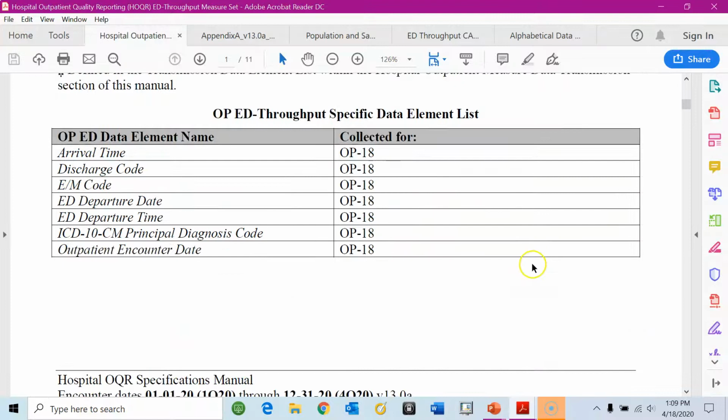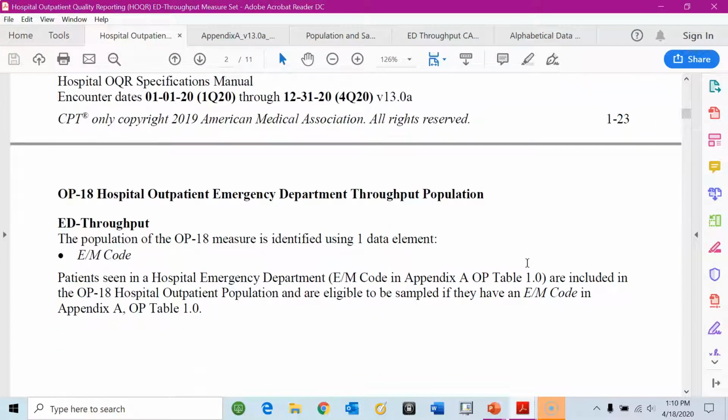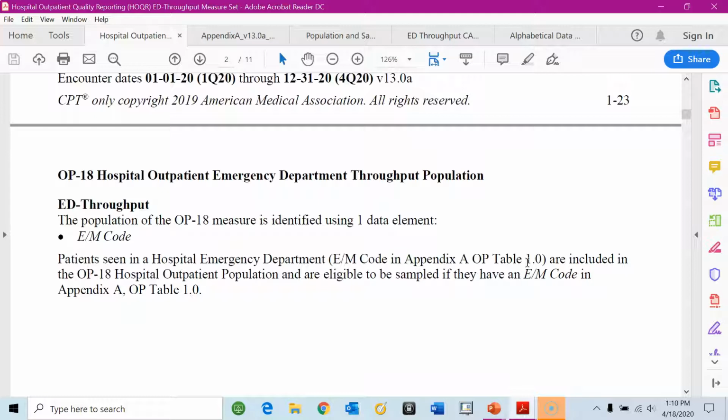So we're going to scroll down here and get to the population. Your population for OP-18 is patients seen in the hospital emergency department who have an E&M code on Appendix A, OP Table 1.0. That's the only requirement. It doesn't state this here, but we are talking about patients who are seen in your ED and then discharged or transferred elsewhere. They don't include patients seen in your ED and then directly admitted. So these are patients seen in your ED and then discharged or transferred elsewhere.